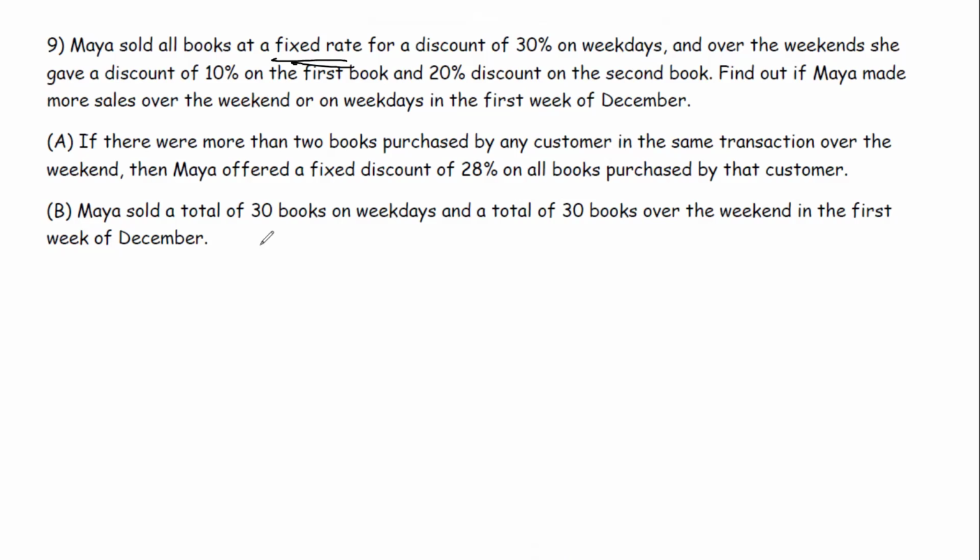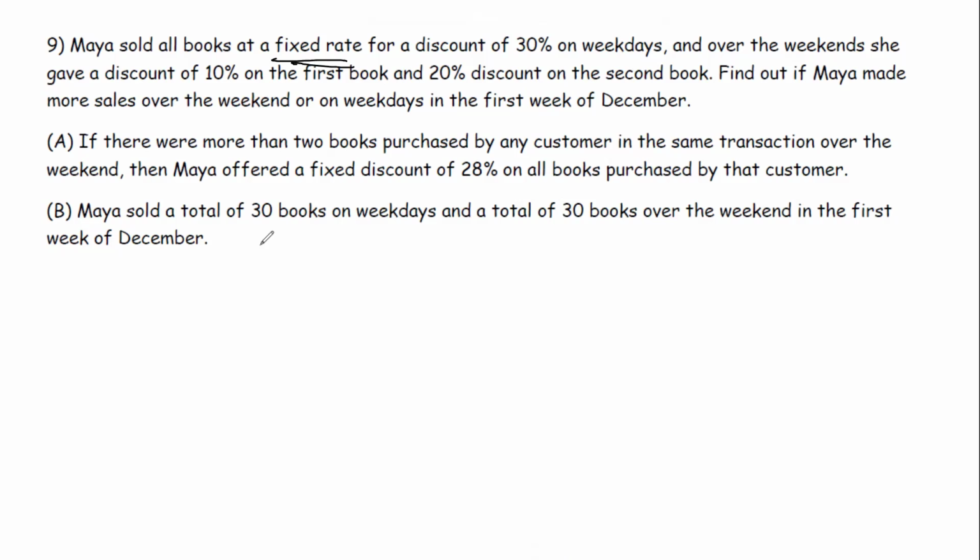Okay. So maybe more clarification is required here. Maybe I should have mentioned that the retail price is the same for all books that Maya sold. And then I should probably be talking about the discounts on weekdays and weekends. So probably need more correction there. So you'll get a corrected worksheet. But as of now, just remember that all the books are sold at the same retail price, correct? But on weekdays, she gave a discount of 30%, and on weekends, she gave a discount of 10 and 20% respectively on the first and second book.